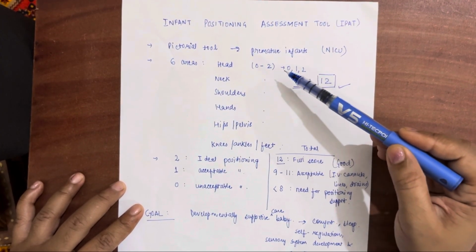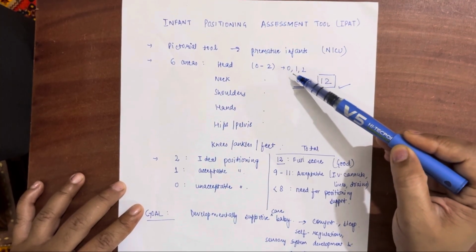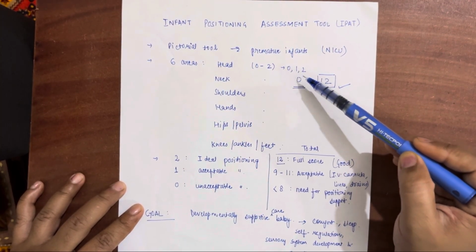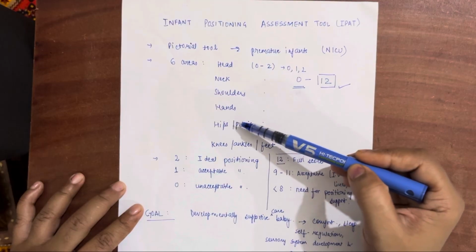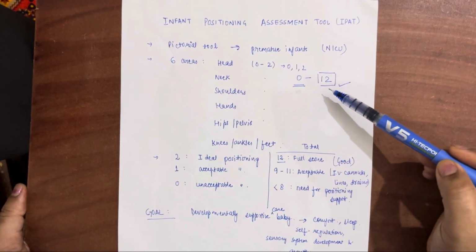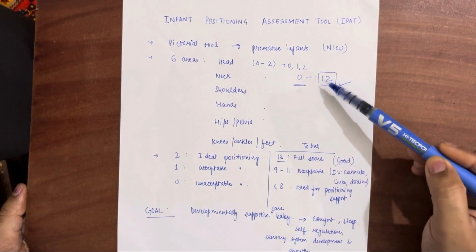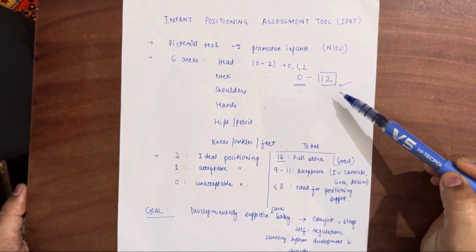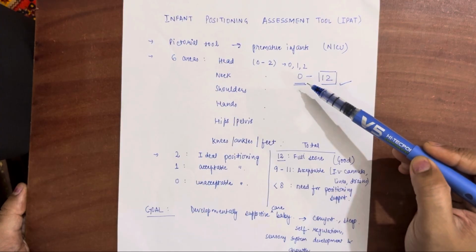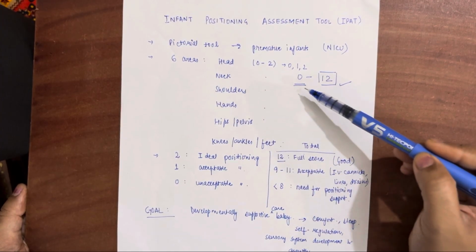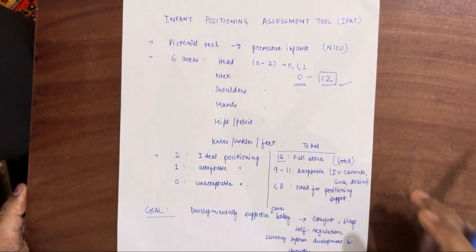from 0 to 2. So you can give 3 scores, that is 0 or 1 or 2 in each area. So that will become a total of 12 scores. The highest score, the best score that you can give is 12, and the lowest score is 0. So the range of the score is from 0 to 12.